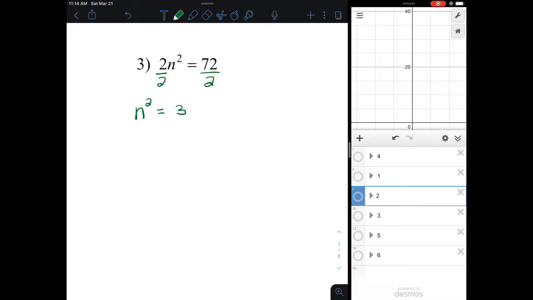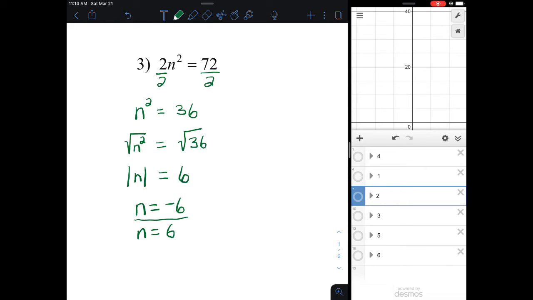Now that n squared is isolated, I can go through and take the square root of both sides. I would take the square root of n squared, and I would take the square root of 36. Well, the square root of 36 is positive 6. The square root of n squared is the absolute value of n, which means that I have 2 numbers I could take the absolute value of to make positive 6. n could be negative 6, or n could be positive 6. My 2 answers.